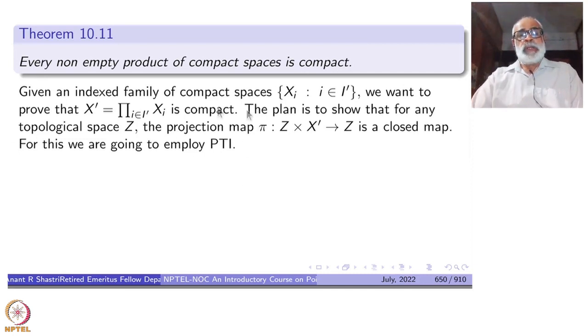Okay. So given an indexed family of compact spaces, you want to prove that X prime, which is the product of each Xi, i inside I prime, is compact. The plan is to show that for any topological space Z, the projection map Z cross X prime to Z, to the first factor, is a closed map, and use the previous theorem. To prove this itself, we will use the principle of transfinite induction.